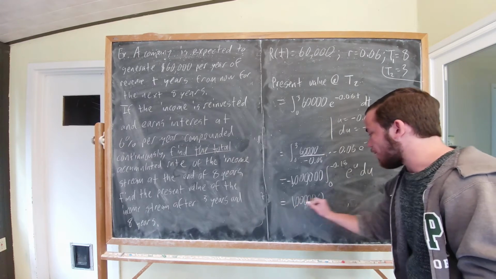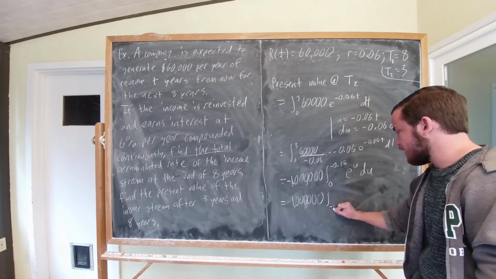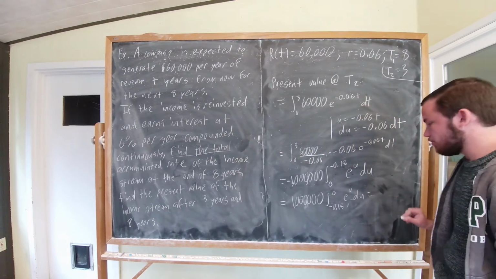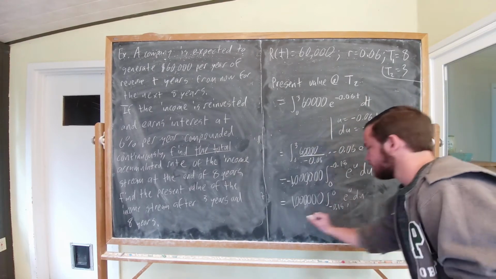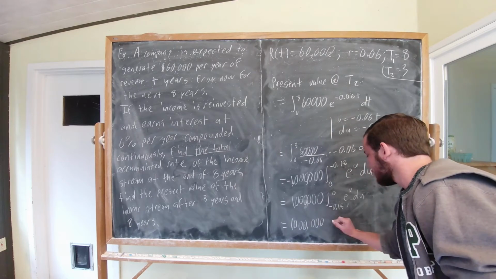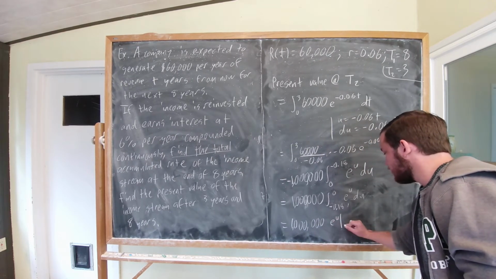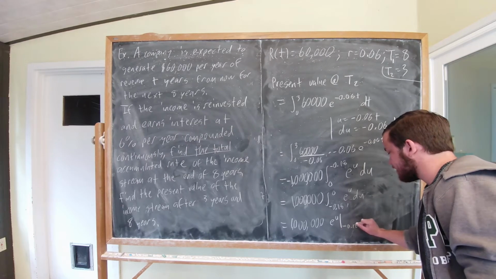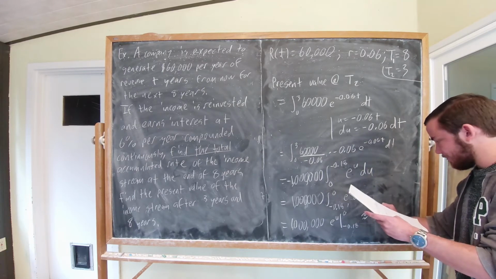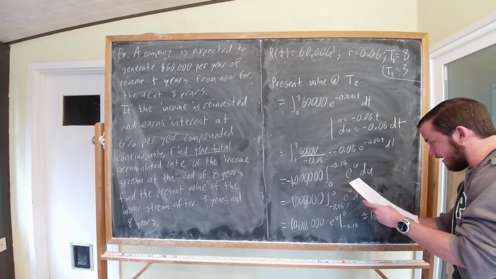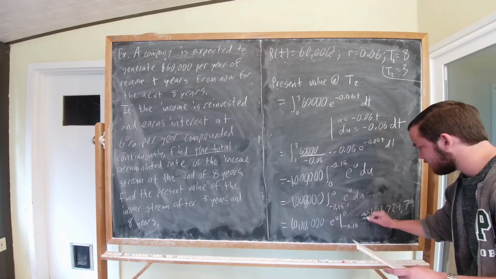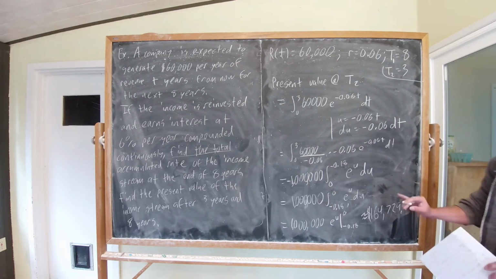This is positive 1 million times the integral from negative 0.18 to 0 of e to the u, which is 1 million times e to the u, going from negative 0.18 to 0. Plug that into a calculator, you'll end up with $164,729.79, give or take. Alright, so what is this saying?